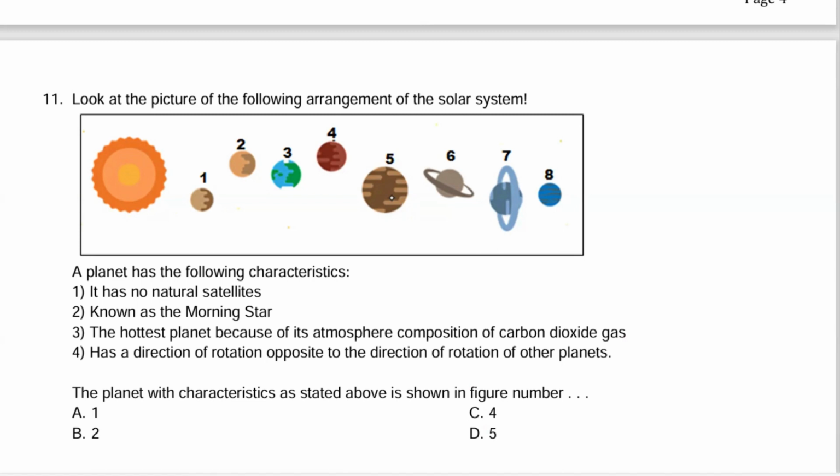And it is the hottest planet because its atmosphere is composed of carbon dioxide gas, and it has a direction of rotation opposite to the direction of rotation of the other planets, or we call it retrograde. I think you can find out. So these are the characteristics of Venus, and Venus is the planet stated by the number 2. So here is Venus: Mercury, Venus, Earth, Mars, and so on. So the answer is 2. That's question number 11.